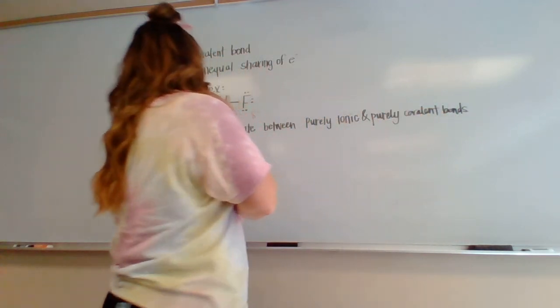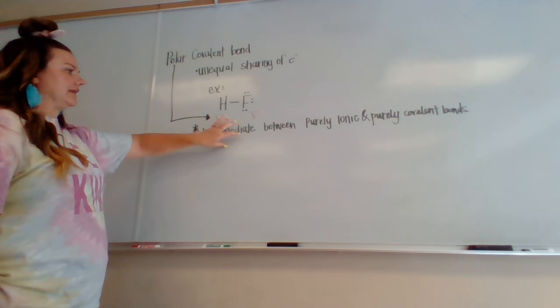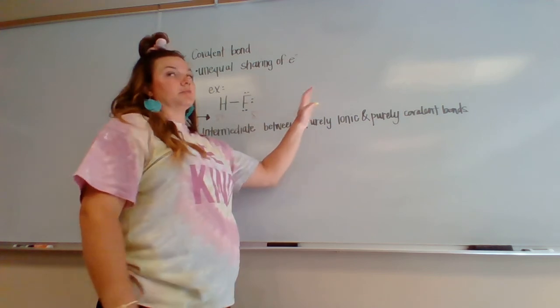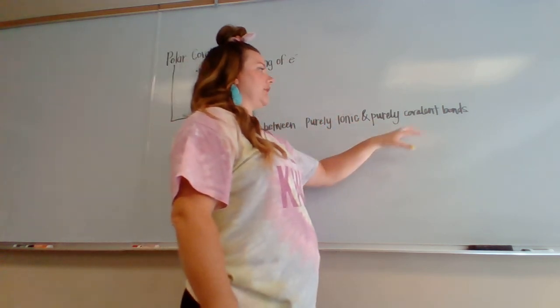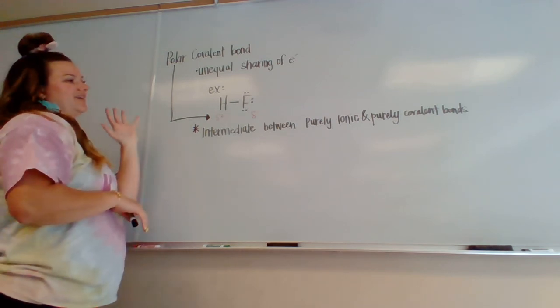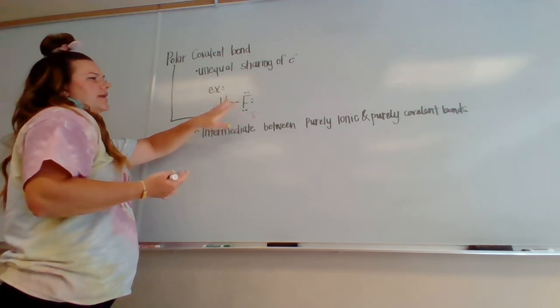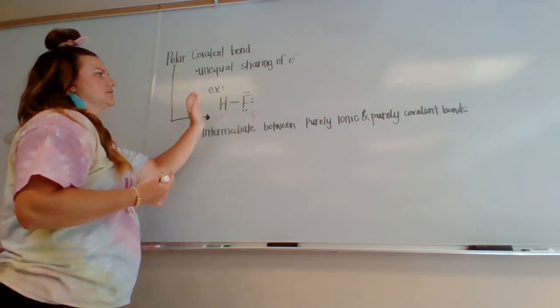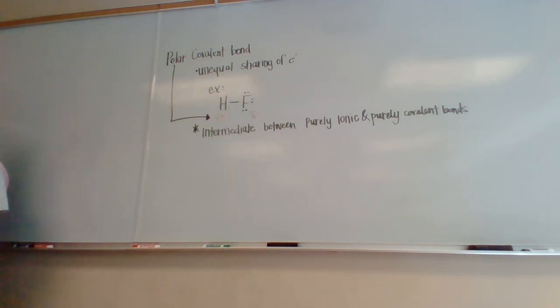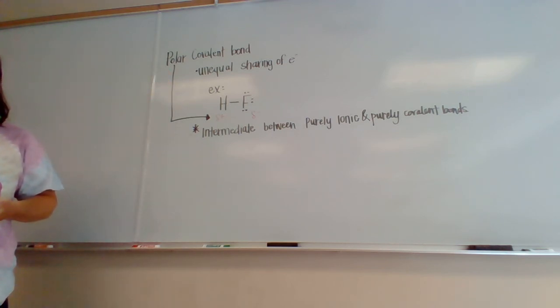So a polar covalent bond is kind of like an intermediate state between a purely ionic bond, where I'm donating electrons, and a purely covalent bond, where I'm sharing equally. So really, it looks like hydrogen and fluorine are sharing these two electrons, but fluorine's taking most of the electron with it. The intermediate between purely ionic and purely covalent bonds is polar covalent.